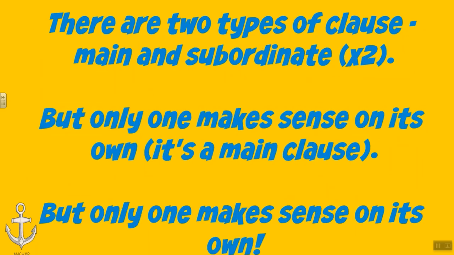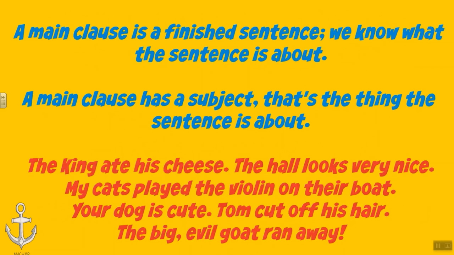There are two types of clause, main and subordinate, but only one makes sense on its own. It's the main clause. A main clause is a finished sentence. We know what the sentence is about.